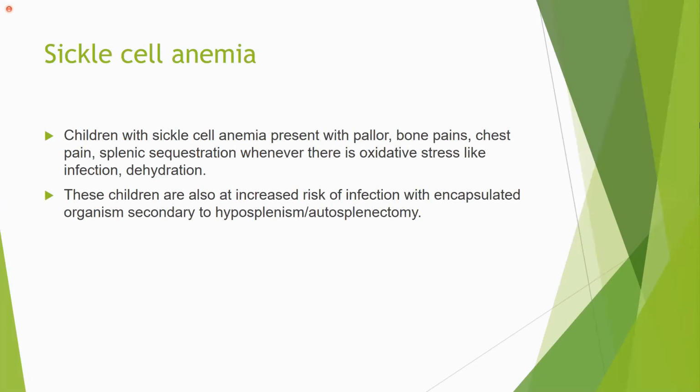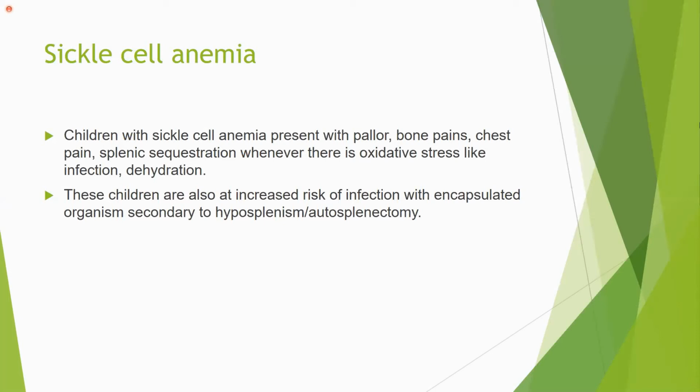Okay. Then we come to sickle cell anemia. Now, the children with sickle cell anemia present with pallor, bone pains, chest pains, splenic sequestration whenever there is oxidative stress like infection and dehydration. These children are also at increased risk of infection with encapsulated organisms secondary to hyposplenism or autosplenectomy.